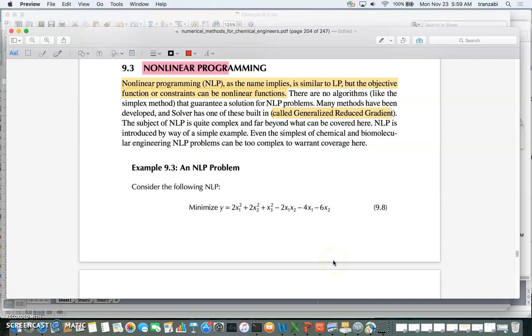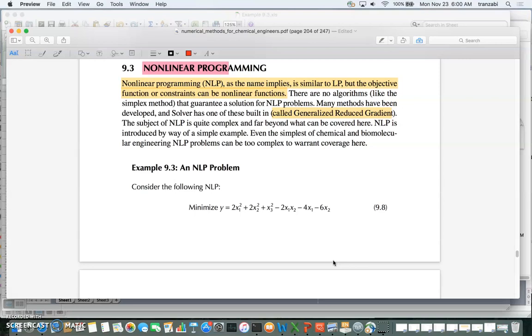Welcome back to ch205. In this video, I'll be talking about section 9.3 of the textbook, nonlinear programming. In the last video, we talked about linear programming, where the objective function as well as constraints were a linear function of the variables. Now, in this section, nonlinear programming, we're going to look at problems where either the objective function, the constraints, or both are nonlinear function of the variables.